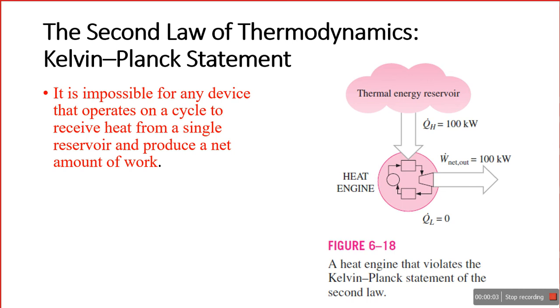Okay, before going to the applications of the second law of thermodynamics, first we discuss the first statement of the second law, that is the Kelvin-Planck statement. We know that this is impossible: whatever amount of heat we add, we can't produce 100% work. It is impossible for any device that operates on a cycle to receive heat from a single reservoir and produce a net amount of work.